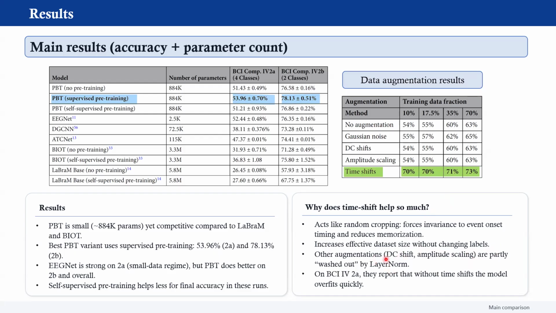The other thing that they've said is that the DC shift and the amplitude scaling can be partly washed out by the layer norm. Due to this, time shift appears to be the most effective of these augmentations. What they also found was that without time shift, the model tended to overfit very quickly. So this is in fact the case that it does force invariance and actually forces the model to learn those patterns of activity.